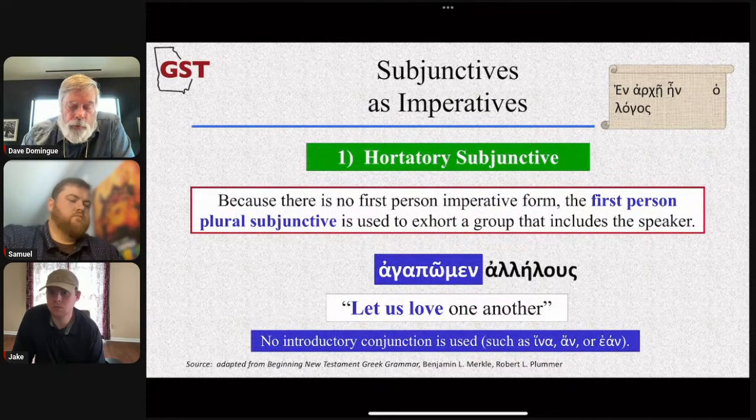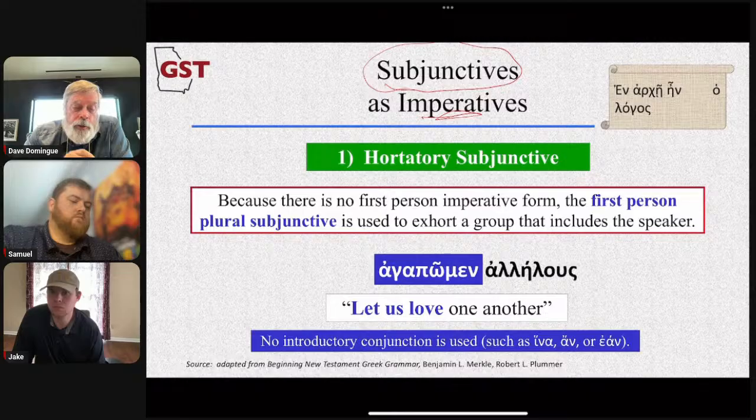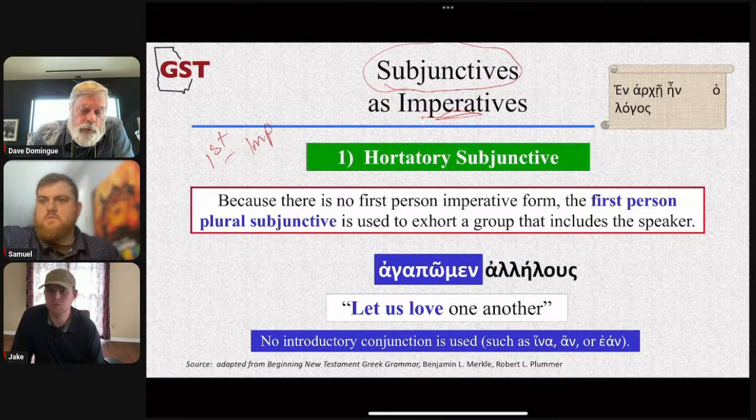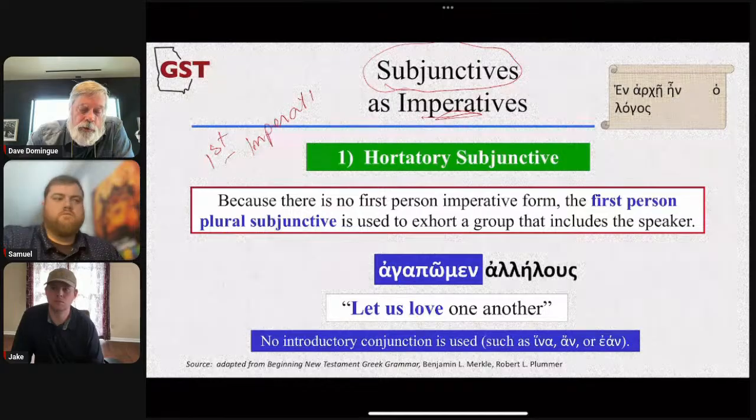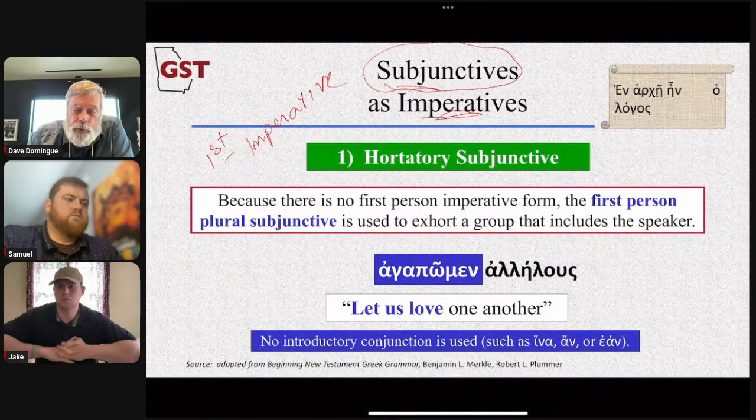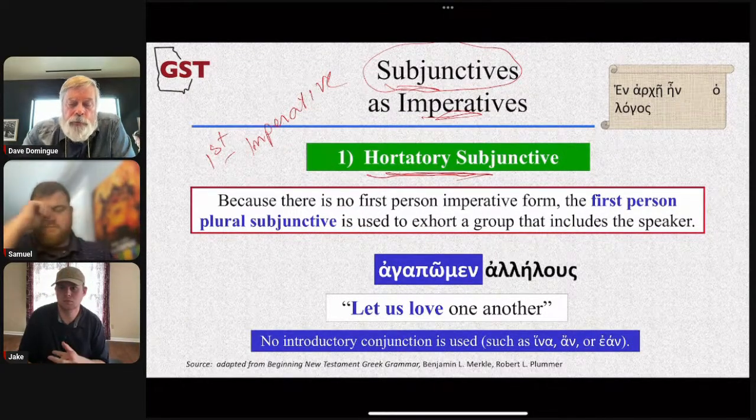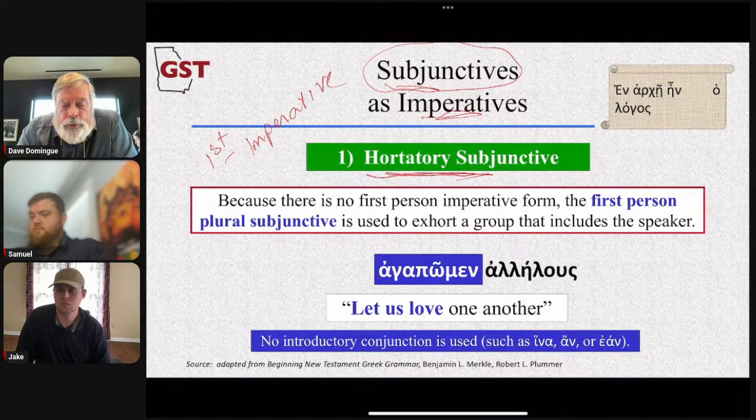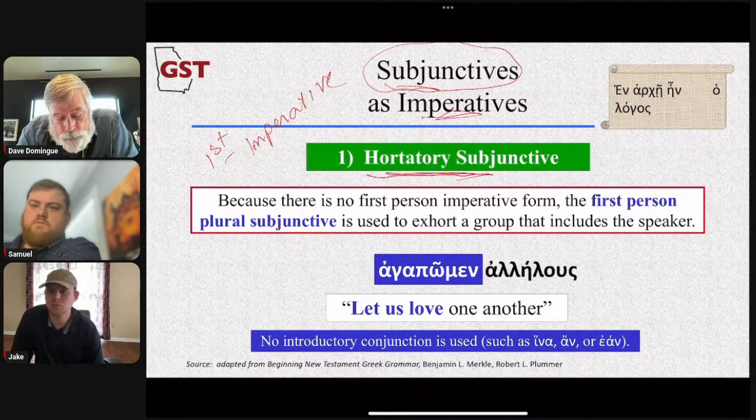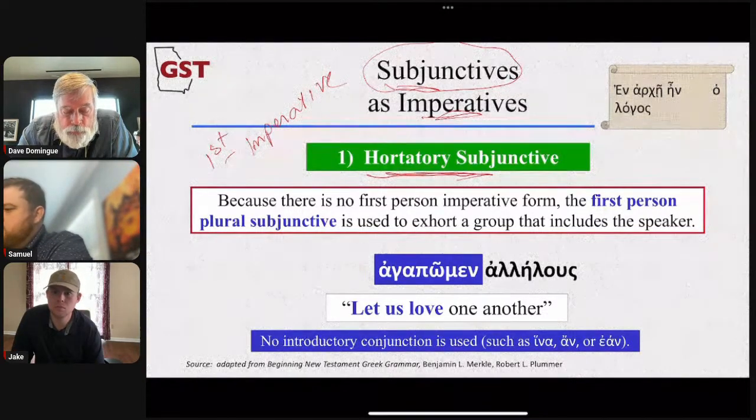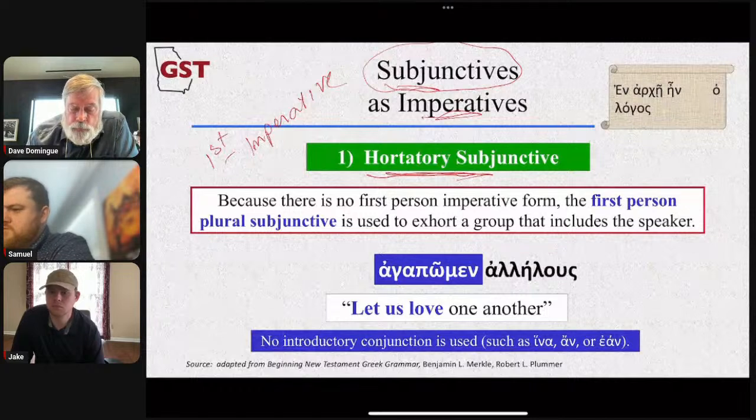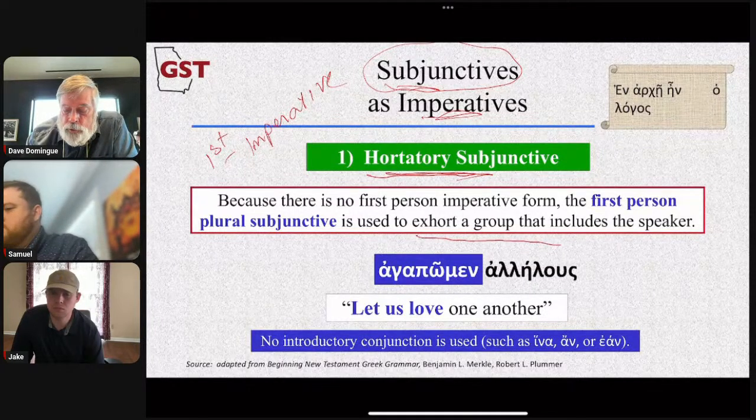Okay, and this is what we brought out earlier: subjunctives being used as imperatives. So they actually can carry a much stronger form. Now, there is no first person imperative, but you can use a subjunctive in the first person to give the imperative form. It's called a hortatory subjunctive, to exhort a group that includes the speaker.